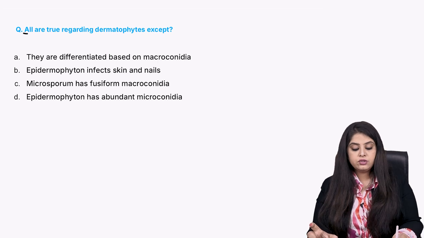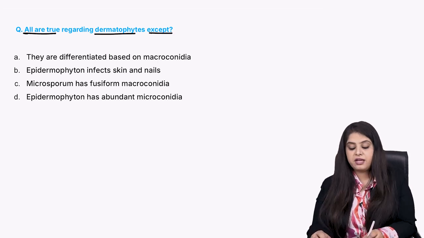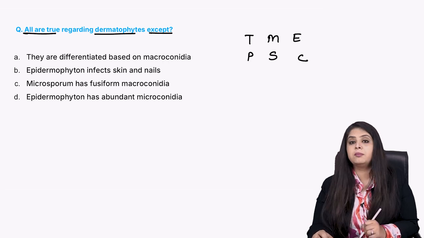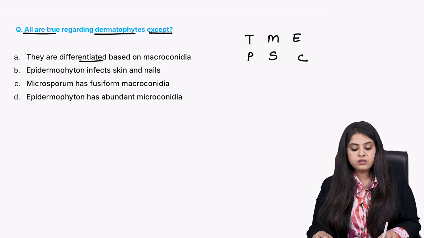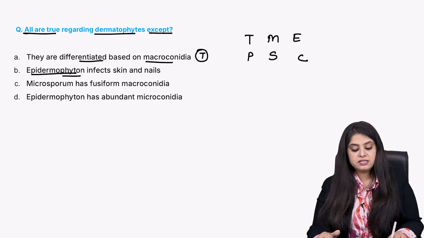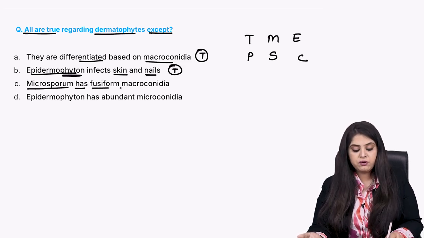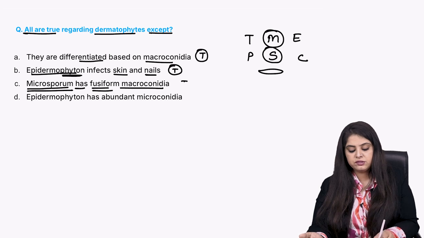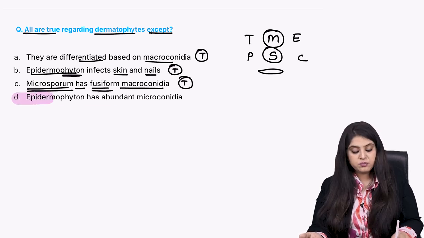Moving on, all are true regarding dermatophytes except. As soon as I get a question on dermatophyte, be ready for the TME PSE that would come up. Number one, are they differentiated on the basis of the macroconidia? TME PSE, yes. Epidermophyton affects skin, of course. Trichophyton, you need nails, that is also correct. Then Microsporum has fusiform macroconidia. They are saying Microsporum has spindle shape. Spindle and fusiform mean the same, so this is also correct. The last statement is wrong.